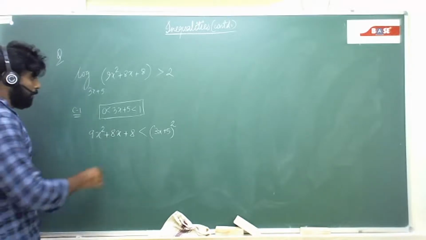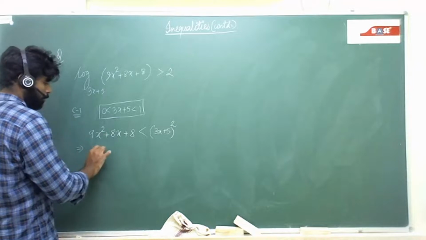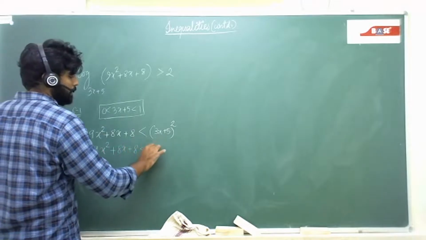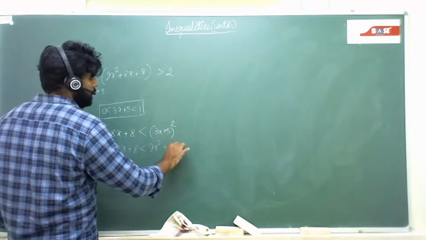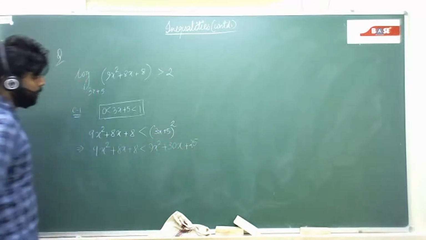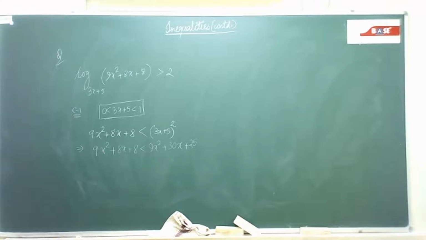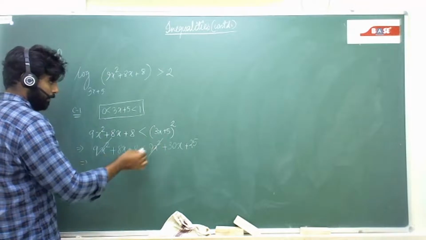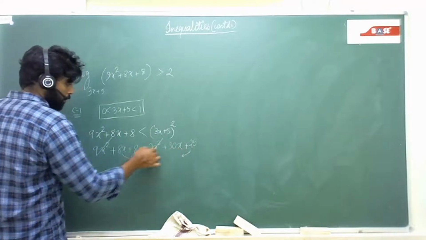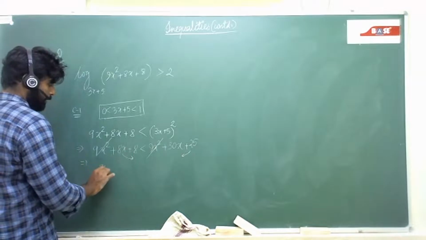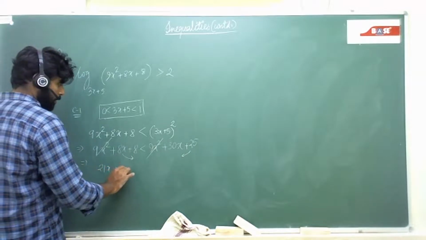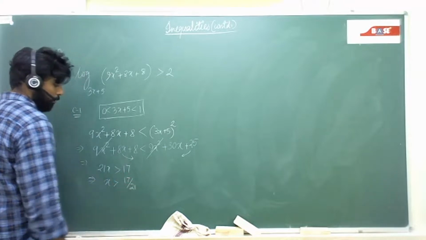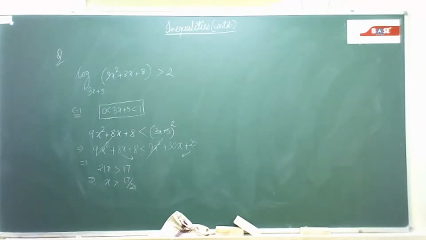Well, now expand it. So 9x square plus 8x plus 8 is less than, what is this coming, 9x square, this is 15, means 30x plus 25. That's what we got. Easily we can see that 9x square is getting cancelled. And if you manipulate further like this, 30x minus 8, which is 21x, is more than 17. So what is x then? 17 by 21. X is more than 17 by 21.